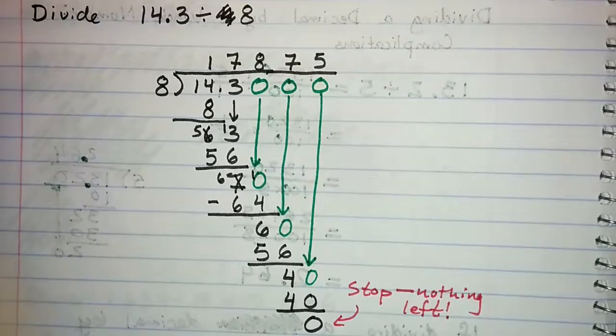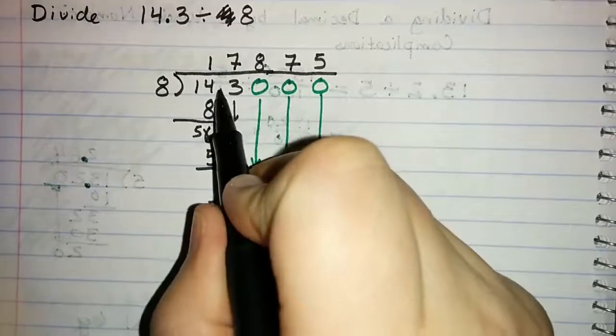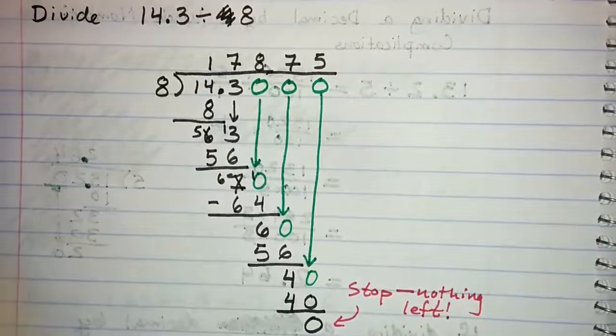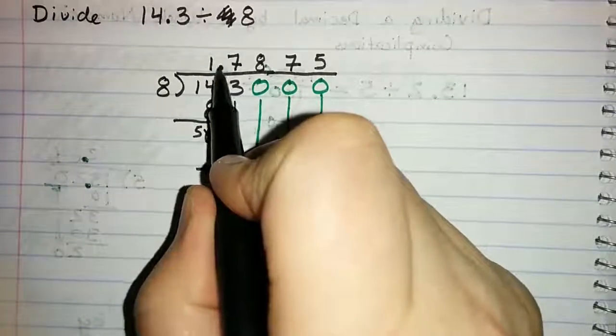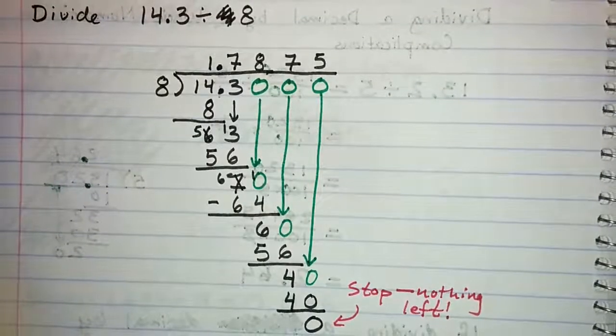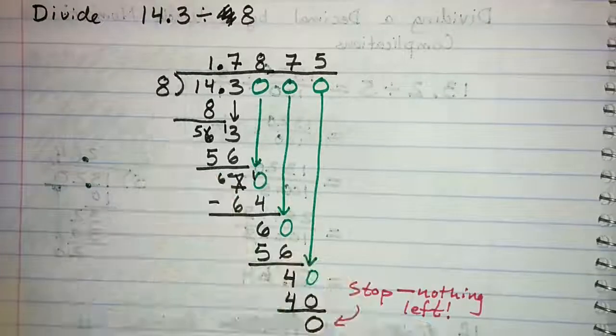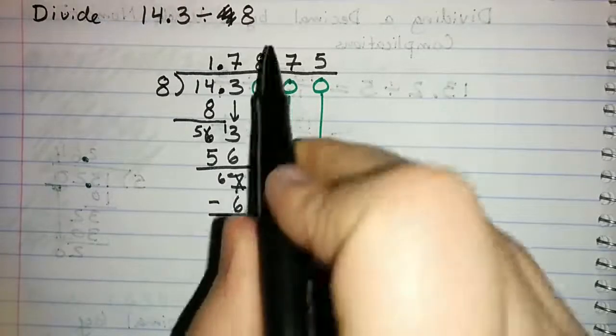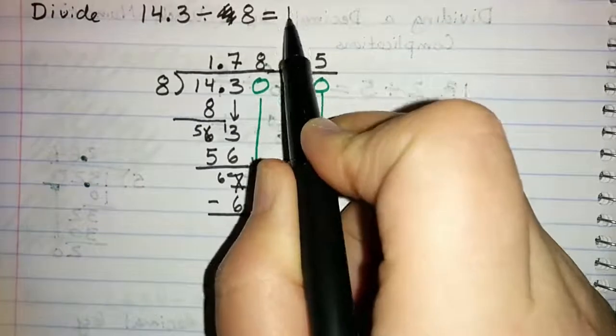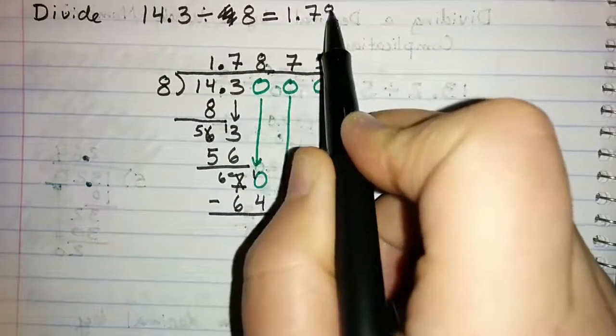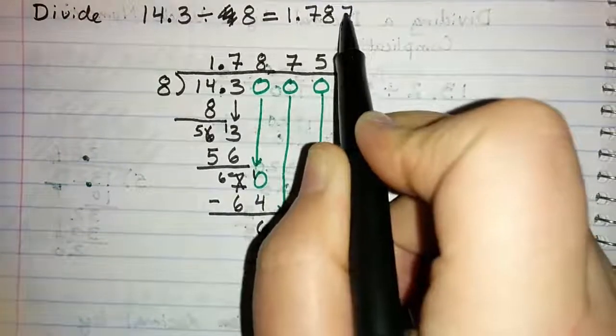And now before I answer, I need to see where should my decimal point be. The decimal point in my dividend was here, so the decimal point in my quotient is here. 14.3 divided by 8 is 1.7875.